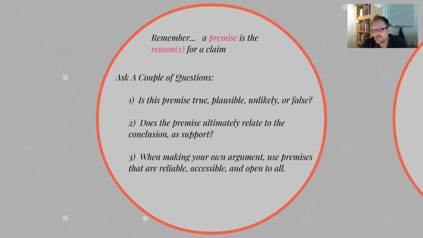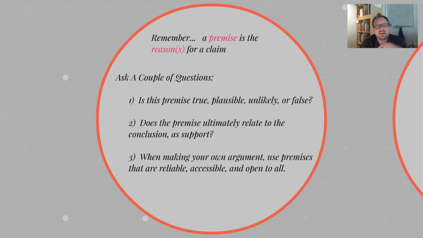So I think the first question you have to ask when you're looking at the premises of an argument, either an argument that you're making or an argument that you're evaluating, in either case, you have to ask yourself, okay, the premises that are being set out, the reasons that are supposed to support this conclusion, are they true? Are they likely? Are they plausible or are they false? A second question that's related, and not always as easy to answer, is does the premise ultimately relate to the conclusion as support?